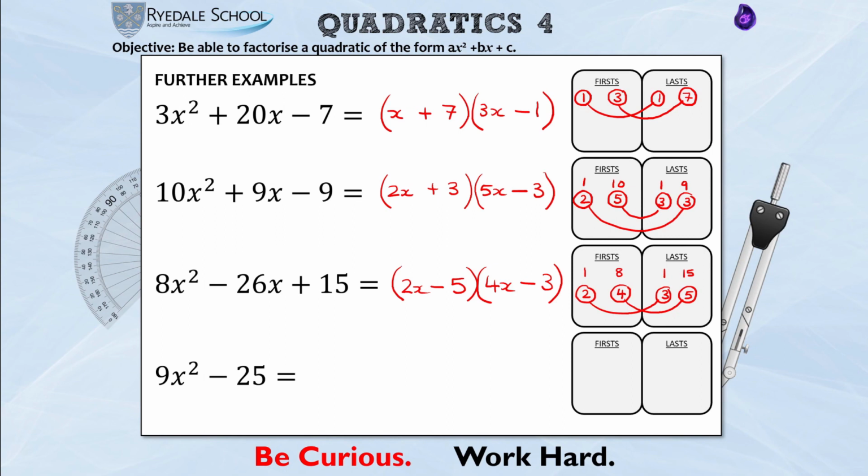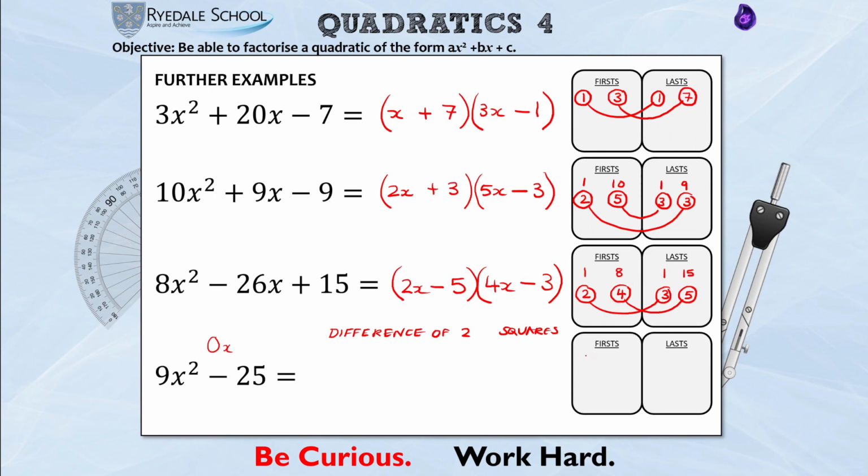You might recall one of these from year 9. It is called the difference of two squares. And I don't really need to do the first and last for this, because in the difference of two squares, you'll notice we've got that middle term of x that's disappeared. In essence, it means we've got no x's in it.